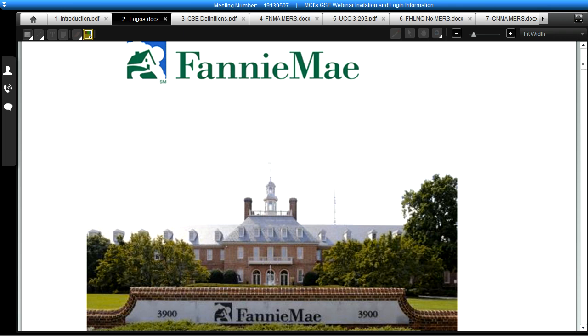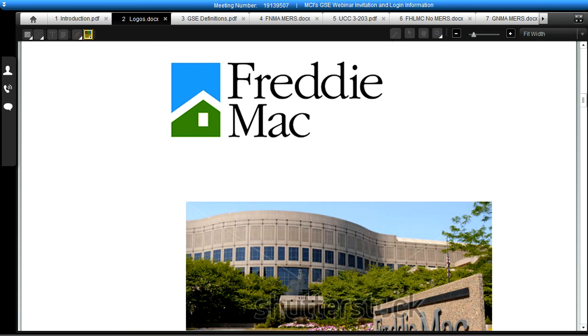Freddie Mac is the Federal Home Loan Mortgage Corporation, or it also goes by the initials FHLMC. The name Freddie Mac is actually an acronym of the company's full name that had been adopted for ease of identification. Freddie Mac is also called Fannie Mae's little brother because when it was created in 1969, it was created to provide competition to Fannie Mae.